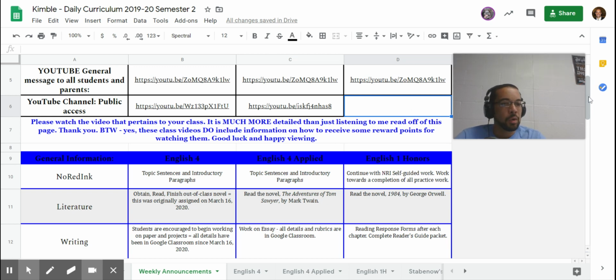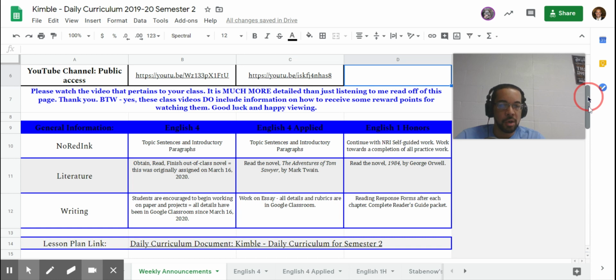Okay, so here's what you're doing. You're continuing with your No Red Ink material. You have a self-guided situation going on. So if you have not mastered material inside of No Red Ink, then it's going to keep showing you that you have the availability to take and do that work. You are reading the novel 1984 by George Orwell.